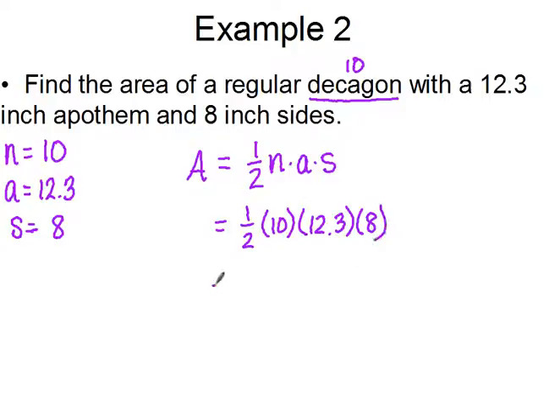Okay, plugged everything in. Now we need to plug it into our calculator. So 1/2 times 10 times 12.3 times 8. We get 492, and then our units were inches, so we'll do inches squared. Okay, not too different yet. It's still a formula. You still have to plug everything into the formula and make sure everything's right. Okay, there's going to be a little more work involved with these at some point.